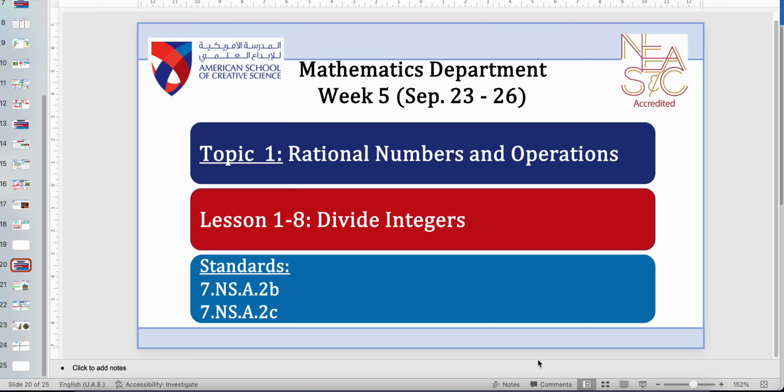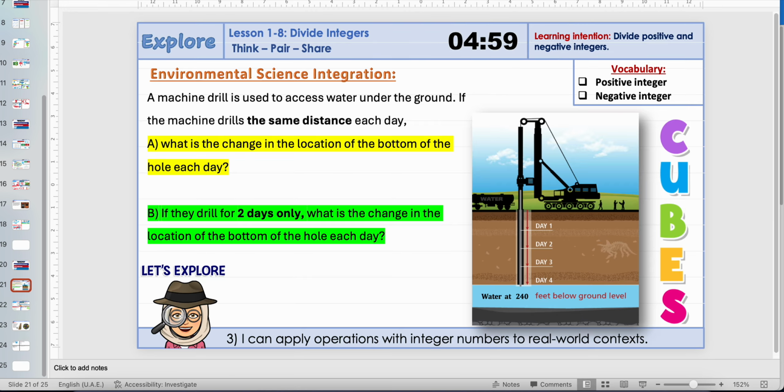This lesson is about dividing integers, lesson 1.8. Again, same as multiplying integers, you have to follow the smiley faces rule. Same sign is positive, different sign is going to be a negative answer, and just divide normally.